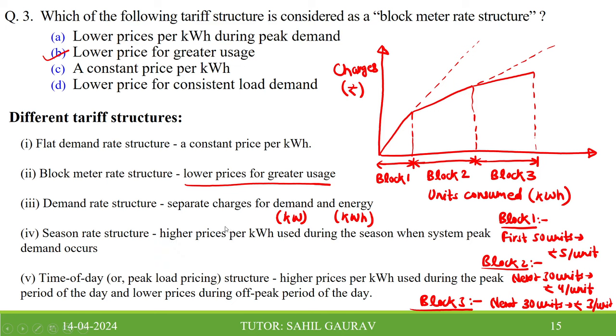From the name itself, you can easily get the idea that in season rate structure, higher prices per kilowatt hour are used during the season when system peak demand occurs. While this time of day structure or peak load pricing means that higher prices per kilowatt hour are used during the peak period of the day and lower prices during off peak period of the day. So this problem is based on this block meter rate structure.